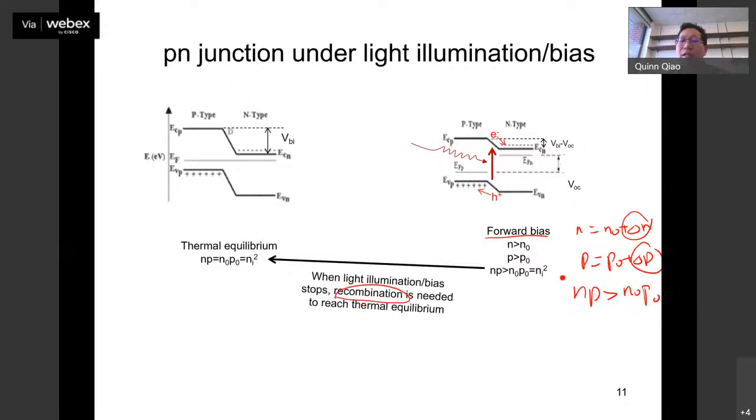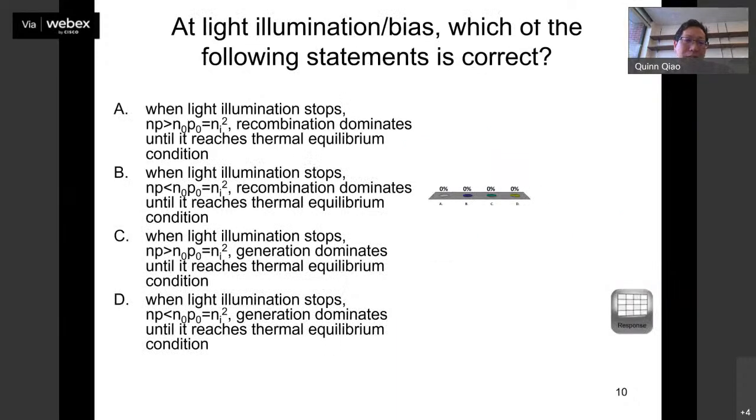To get rid of this delta n, delta p, that's just what it means. So from that, you can figure out your answer here, right? When the light stops, since np is bigger than n0p0, that's bigger than ni squared, so recombination is dominant. So the answer will be A here. You can do similar things for the other slides.